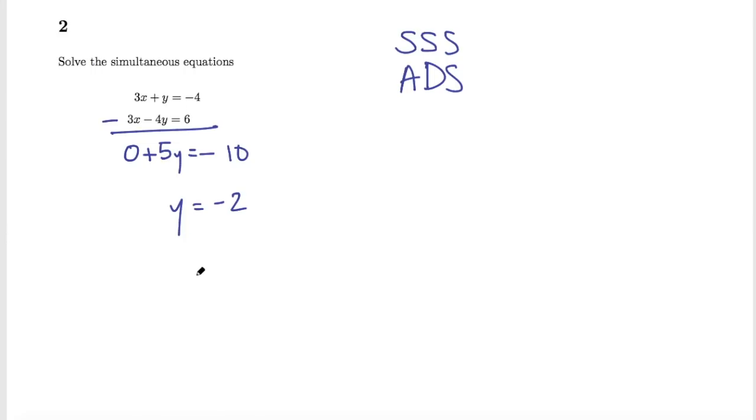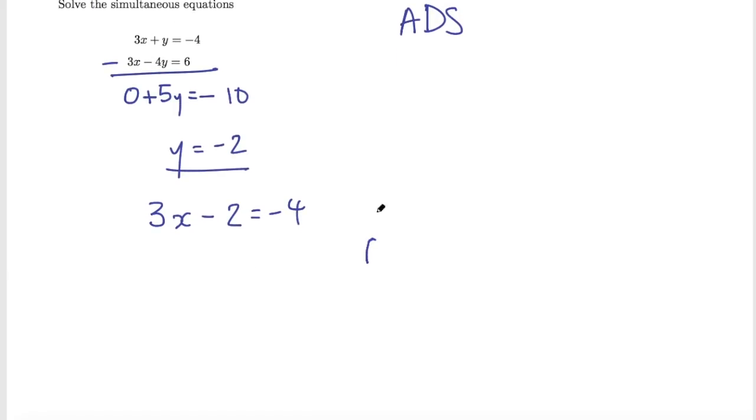And then we need to do the second part of this. So we've got the value for y, and now we need to find the value for x. So we can substitute that into one of these equations. So if we substitute it into the first one, we get 3x minus 2 equals minus 4, and then we can go ahead and solve this to find the value for x.